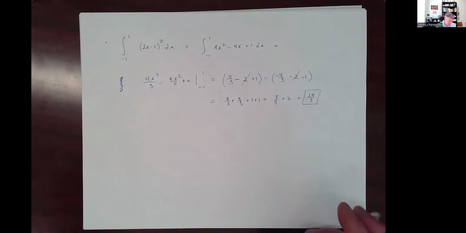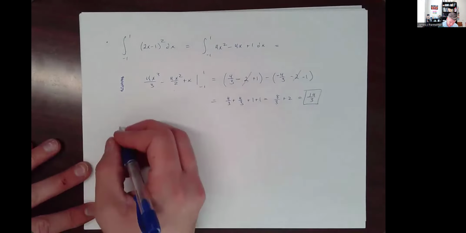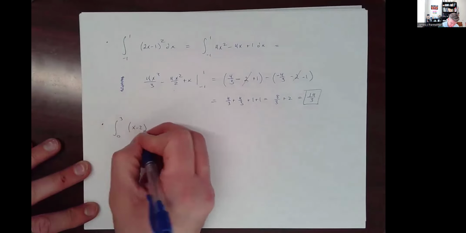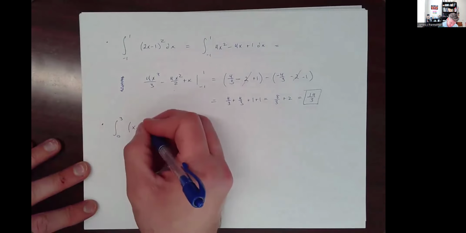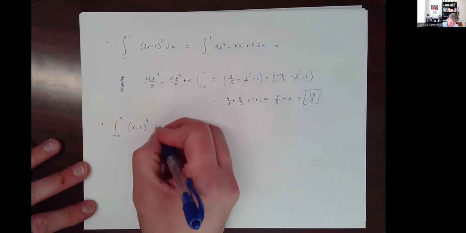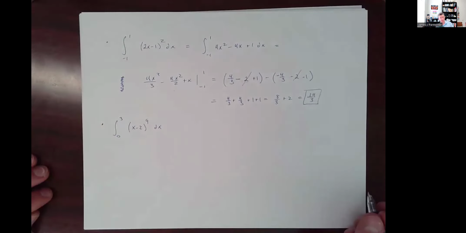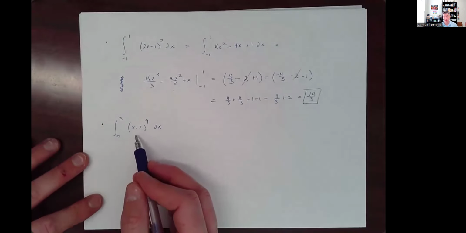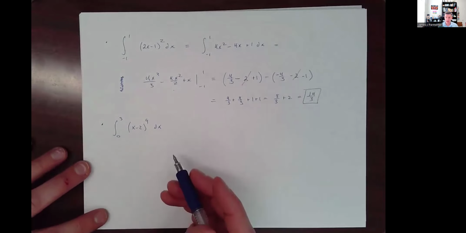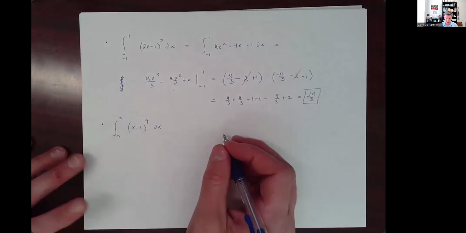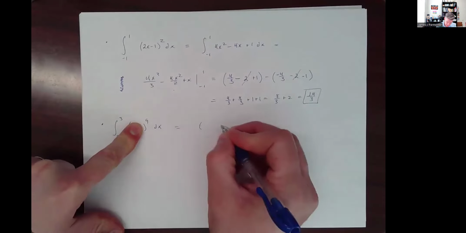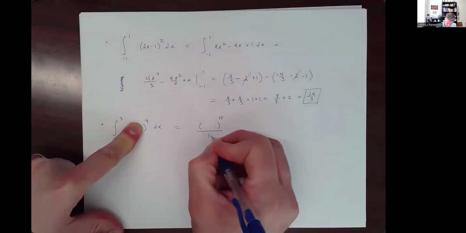Let's say we had something similar, but say the integral from 0 to 3 of x minus 2 to the 9th. Now it's a little bit too extreme to actually multiply that. We could do a u sub here and let u equal x minus 2, but since we're letting u equal a linear function of x, we can skip that and just say I've got u to the 9th. The integral of u to the 9th is u to the 10th divided by 10.